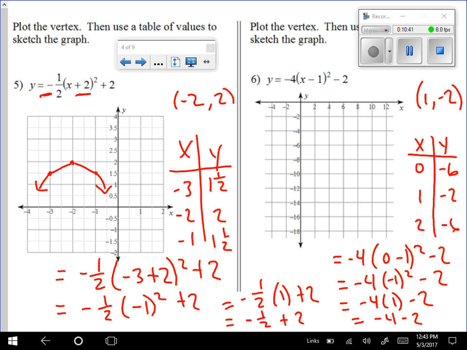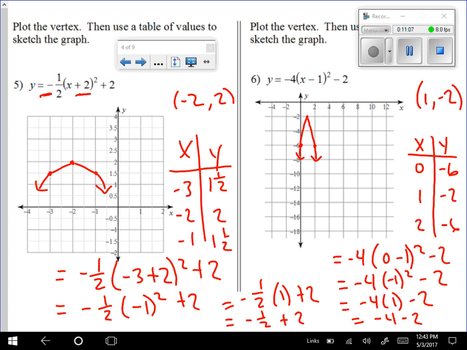So 1, -2 would be about there. This graph looks a little different. And then 0, -6. And 2, -6. There we go. So that's vertex form.